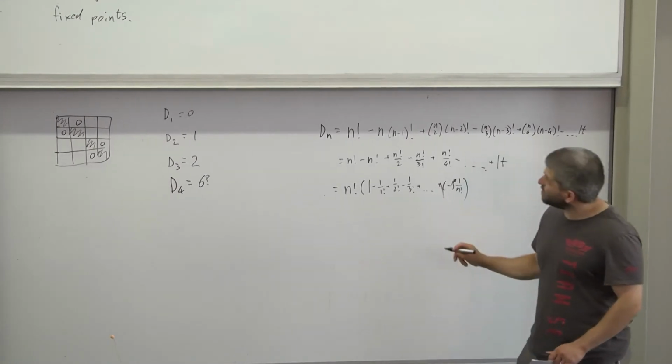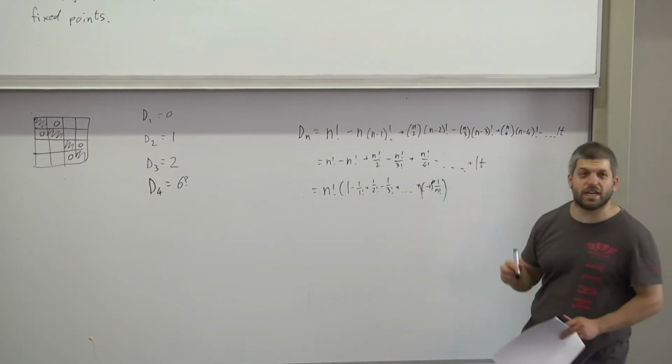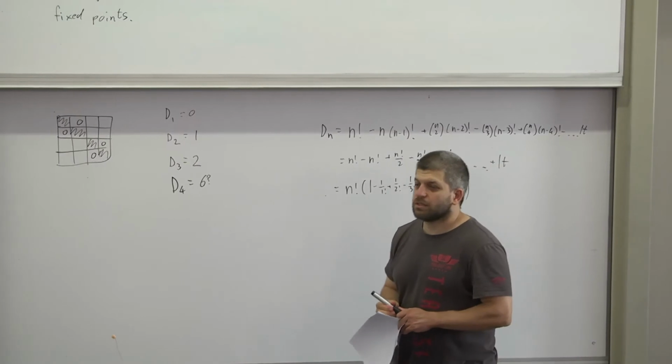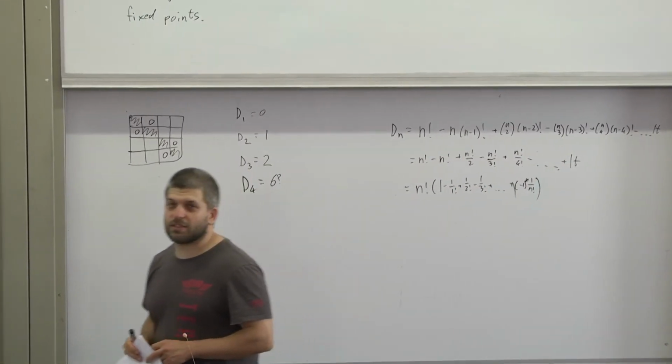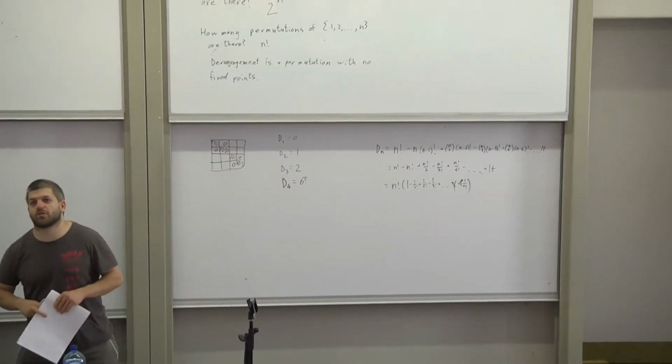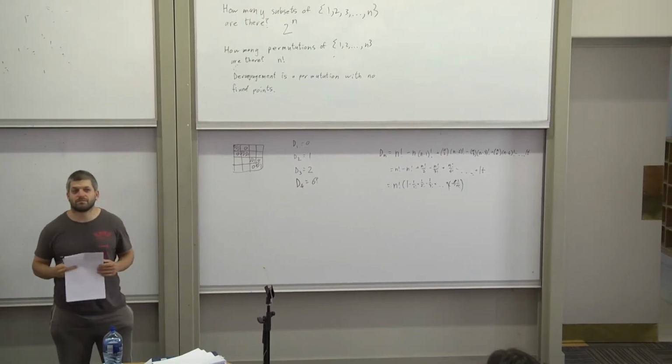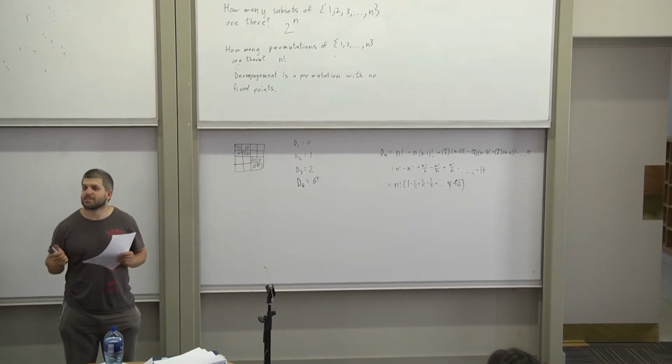Now we said that 2 to the n and n factorial were really nice formulas. If you get a formula like that, that is sort of the answer, right? No, it's okay, cool.